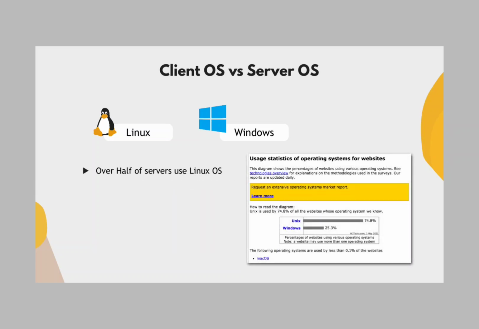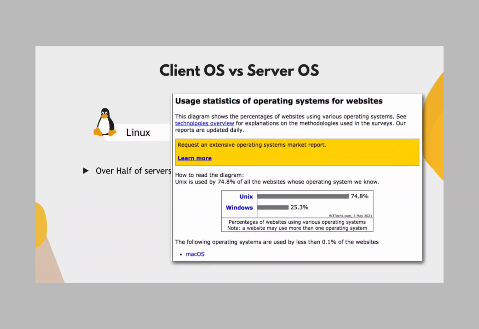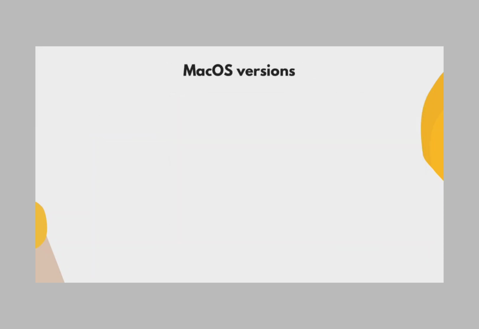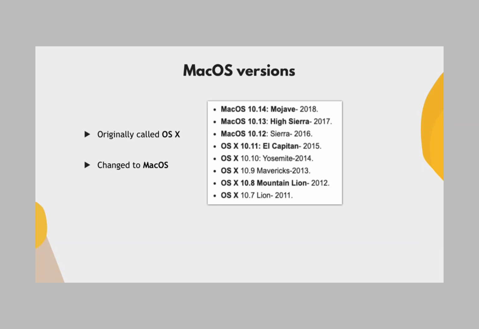Note that even though we have Windows server operating systems, over half of all the servers worldwide are using Linux as an operating system. And for macOS, note that originally it was called OS X, which later changed to macOS. So it's the same operating system with just a different name.